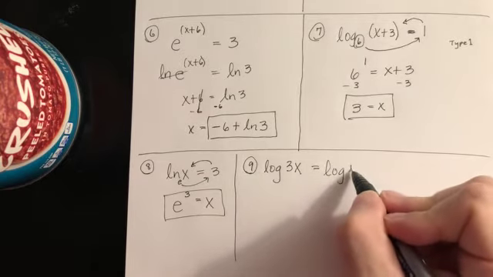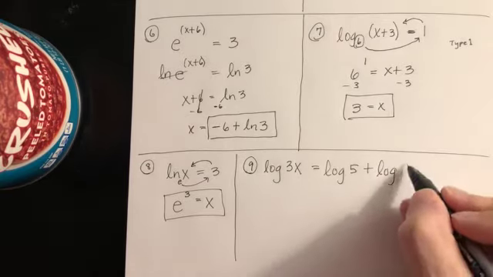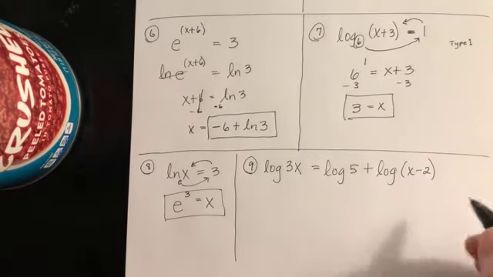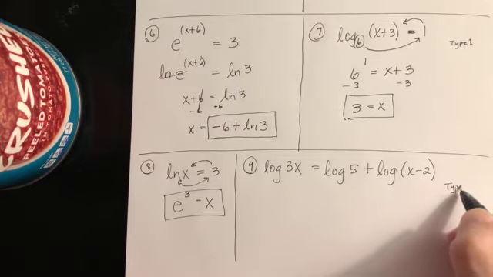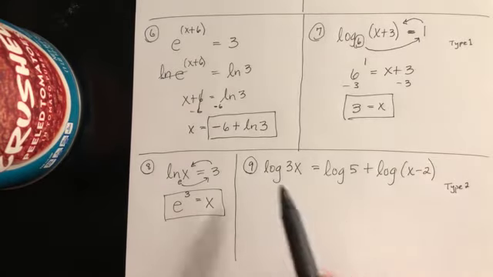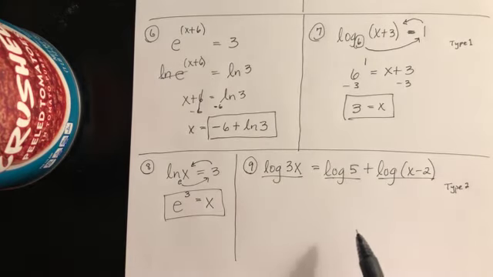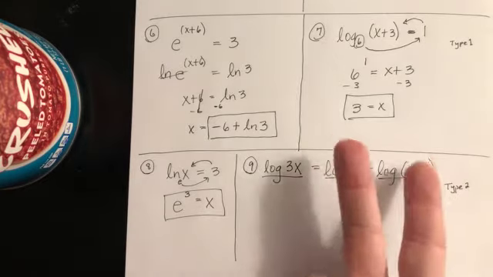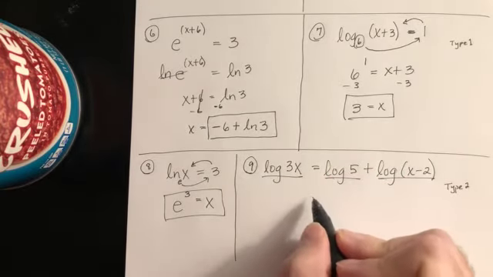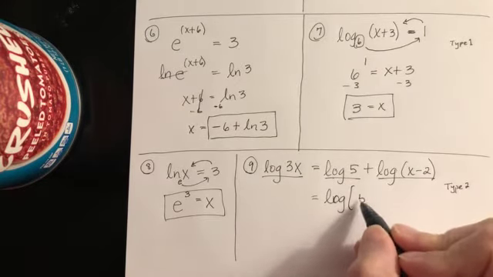Log 5 plus log of x minus 2. So this is a type 2 log equation. I don't know if I labeled them type 1 and type 2 in the notes, and if I didn't, I'm sorry. But with a type 2 log equation, every single term, 1, 2, 3, they all have log. It's all the same log. So the thing you do with that is you want to condense these two into one. And remember, plus on the outside means times on the inside.